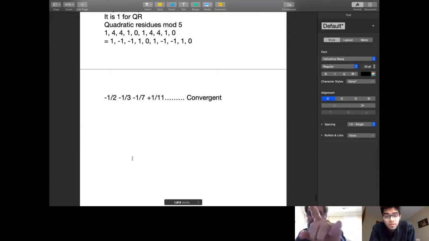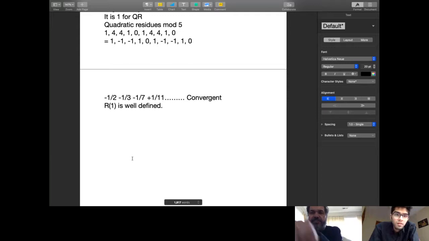R of 1 is well defined. It's like L of 1 was well defined. L of 1, we found that it was pi over 4. It is well defined; the series is convergent. But what is the series? Let's just see why this series is convergent. Let's write it as a series.